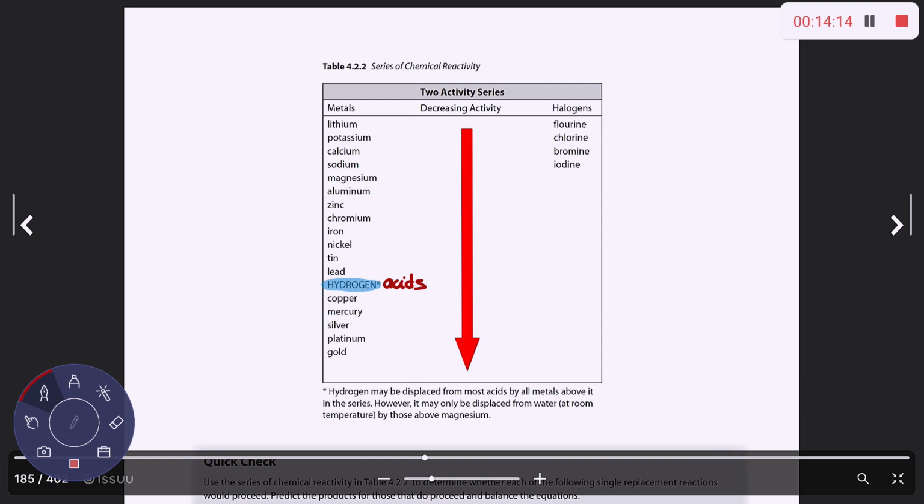So if you put something like zinc in sulfuric acid, zinc is higher than hydrogen. Therefore, zinc and hydrogen will trade places, and you would form zinc sulfate, and you would kick out hydrogen gas. All right, let's go to the last page, which is double replacement reactions.